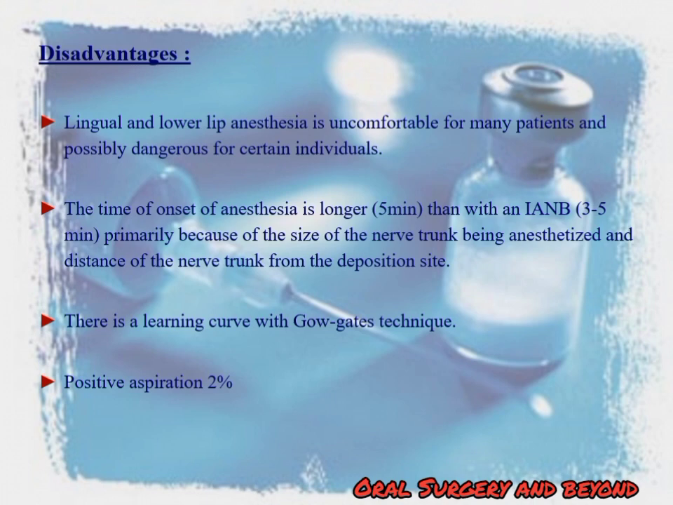Disadvantage: lingual and lower lip anesthesia is uncomfortable for many patients and possibly damaging to certain individuals, so at that time we should avoid this. The onset of anesthesia is slower, about 5 minutes longer than with the inferior alveolar nerve block, because we are injecting at a higher position of the nerve, so it will take more time to anesthetize our nerve. There is a learning curve with the Gow-Gates technique. As we said, it's a more technique-sensitive method than the classical inferior alveolar nerve technique. So we should master this technique with practice. Yes, practice makes you perfect always.